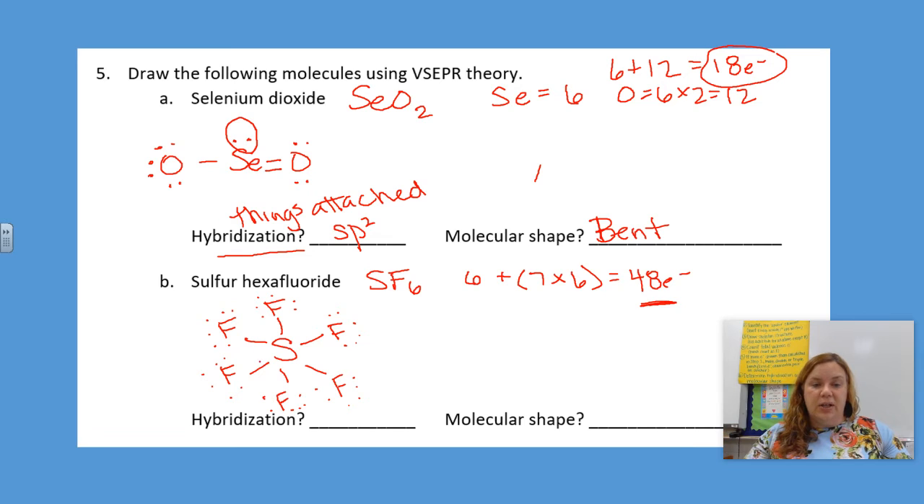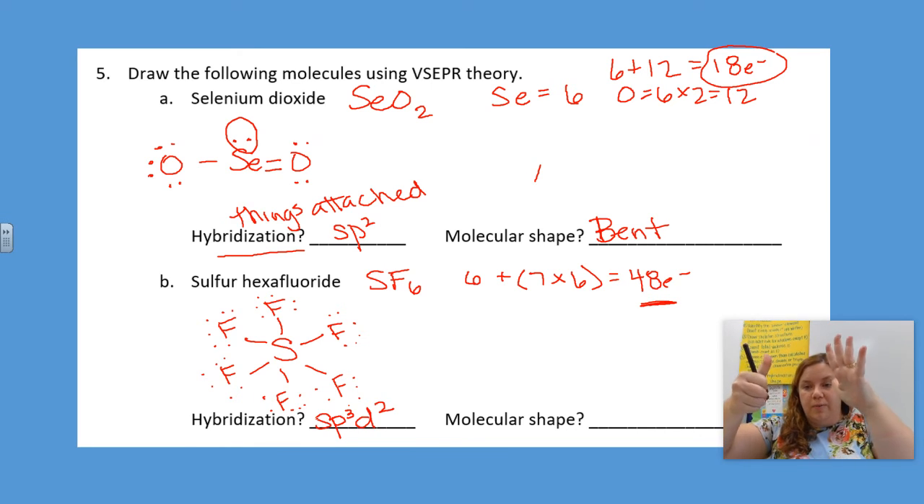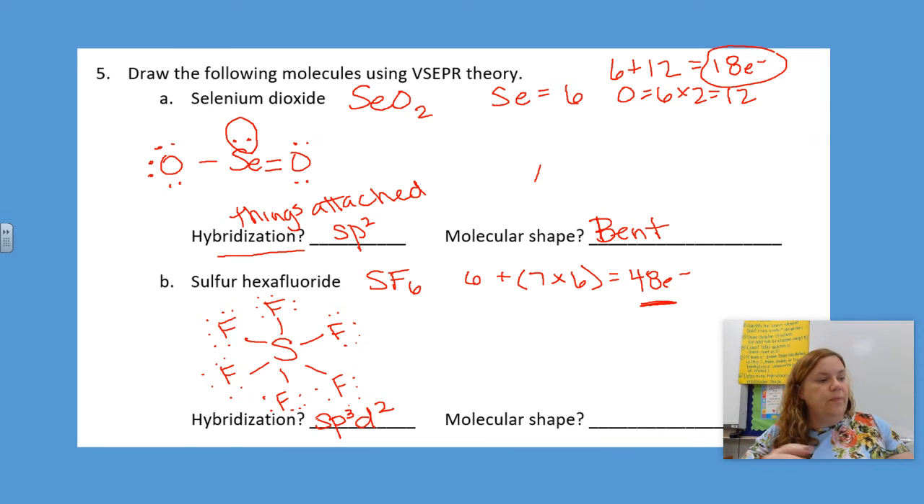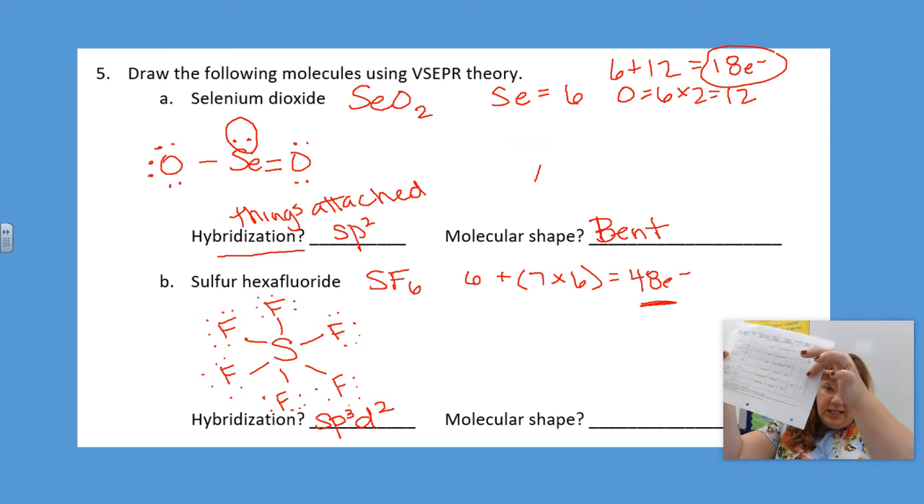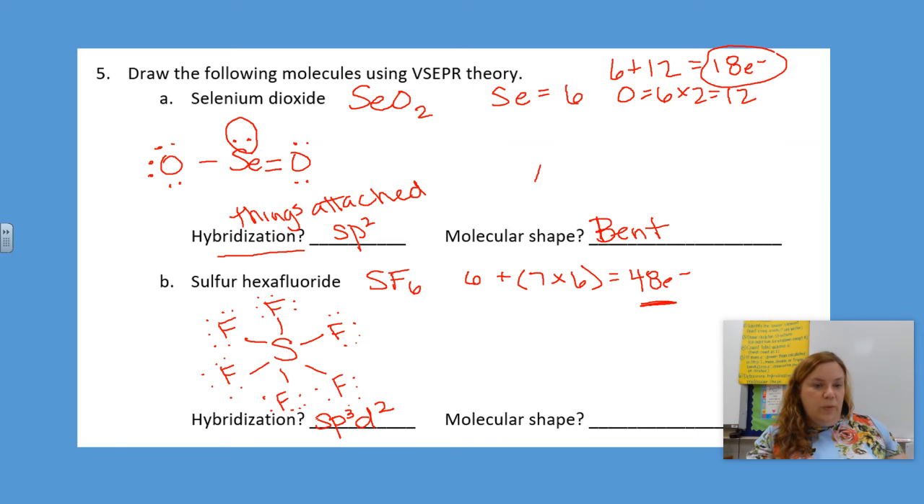So hybridization, we have 6 things attached. So we want to do S, which is 1, P3, that's 4 things, D2, so S, P3, D2, that's 6 things. So therefore we have sp3d2. We look on the back side of this handy little sheet, and we notice that they're all bonded, so we're going to have what's called an octahedral. Octahedral is the shape.